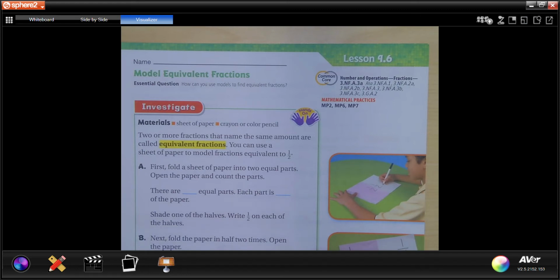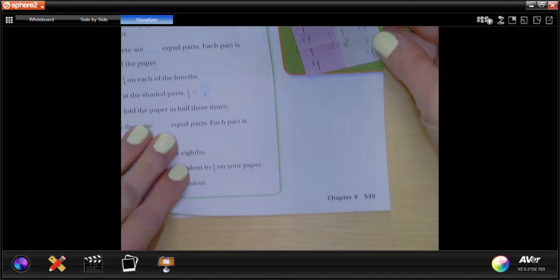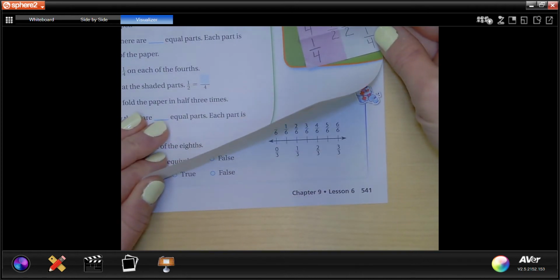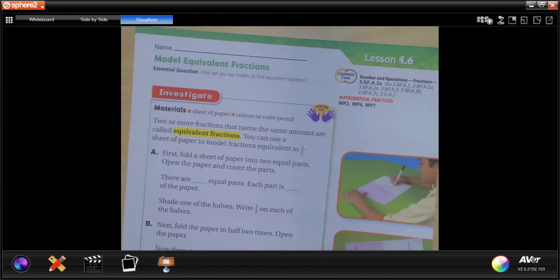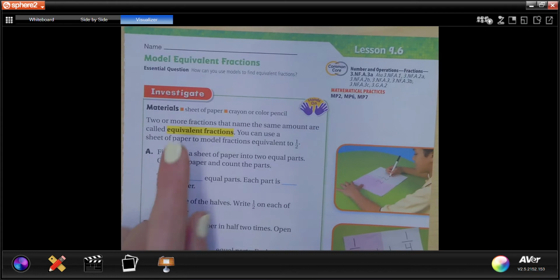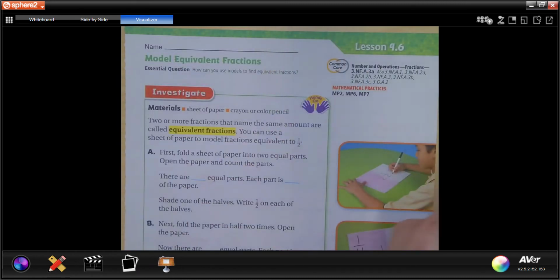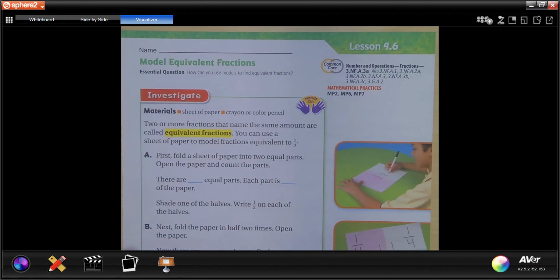Hello everyone. For today's math lesson, you need to tear out page 539 and 541. Today's math lesson is lesson 9.6. We're going to model equivalent fractions. You will need a piece of paper, some crayons, and a marker, as well as your pencil. If you want to pause now to get the tools that you need, go ahead and then come back.